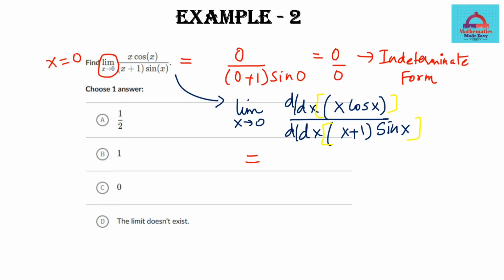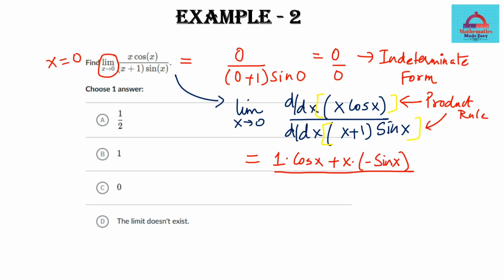So here there are 2 functions which are multiplied. So to differentiate the numerator, we will definitely use the product rule. Similarly, in the denominator, x plus 1 is multiplied to sin x, so this rule will help us for the denominator also. So let's differentiate one by one. The derivative of the first function x is 1. Cos x is as it is, and then x as it is, and the derivative of cos x is negative sin x. So I've applied the product rule for the numerator.